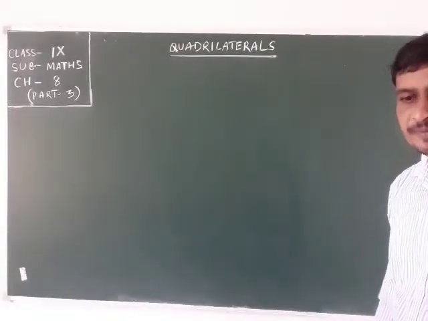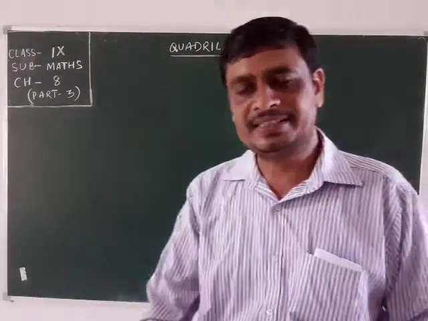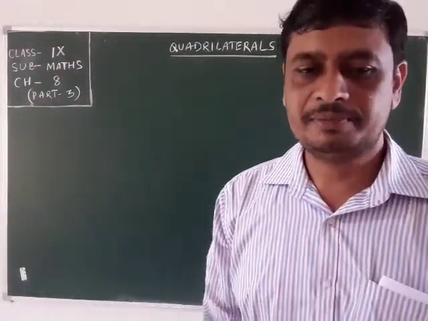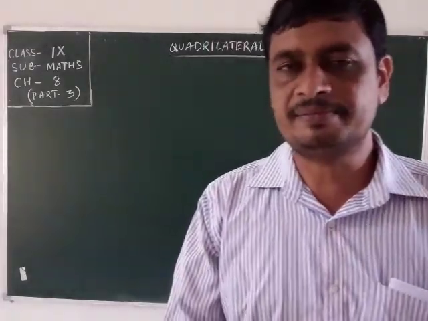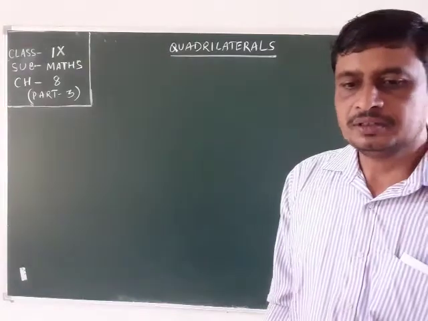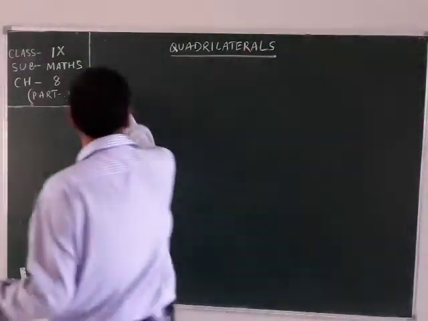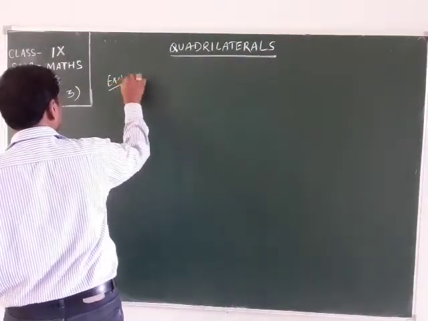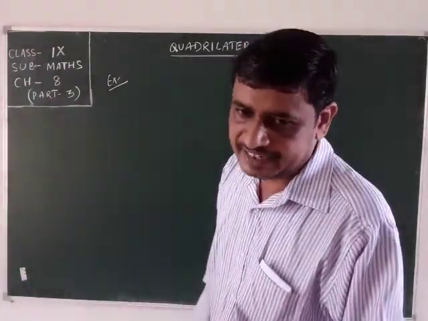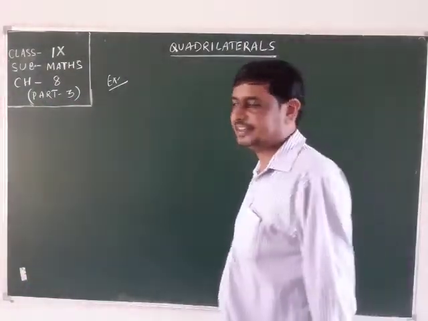The topic is quadrilaterals. In previous classes on this topic we discussed some theorems, but today we will do some examples on the basis of those theorems. The first example: show that each angle of a rectangle is a right angle.